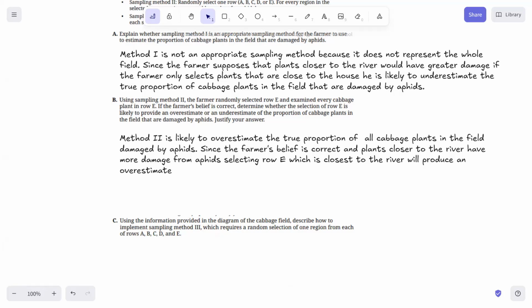First, we're going to use a random number generator to get a number between 1 and 5 to randomly select a plot in row A. Then you would go to that plot and inspect every cabbage plant in that plot. Then you would repeat that process for row B, which would be numbers 6 to 10, row C, which is 11 to 15, row D, 16 to 20, and row E, 21 to 25. Then for all the plants inspected, you would record the proportion of plants that were damaged by the aphids.